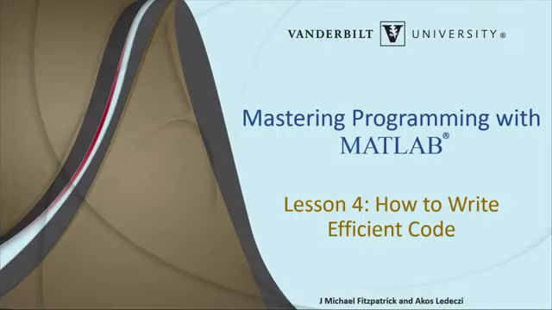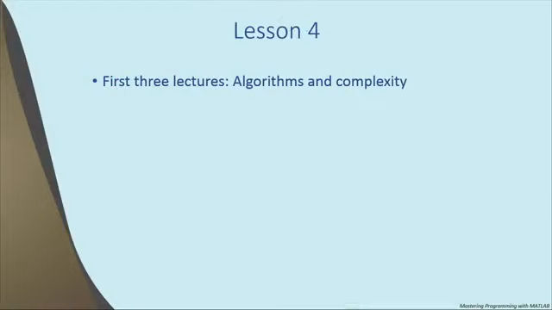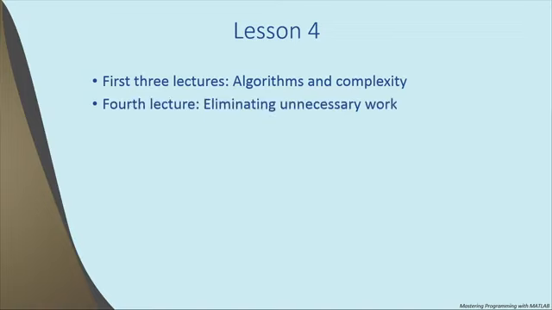Lesson 4. In this lesson, we focused on writing efficient code, meaning specifically code that runs as fast as possible. Of course, the code must get the right answer, but there are many ways to get that answer, including via multiple algorithms, which we discussed in the first 3 lectures, culminating in their categorization via the concept of algorithmic complexity. In our 4th lecture, we suggested ways to speed up an algorithm by eliminating unnecessary work and taking advantage of the characteristics of the input.